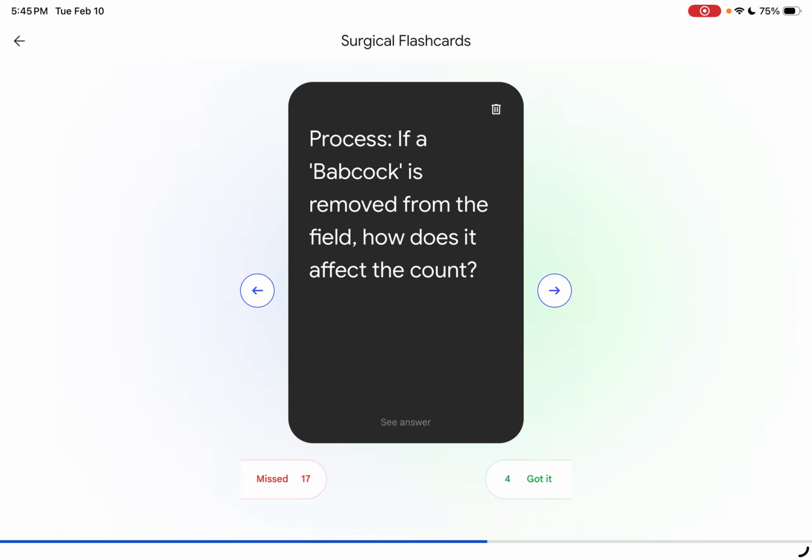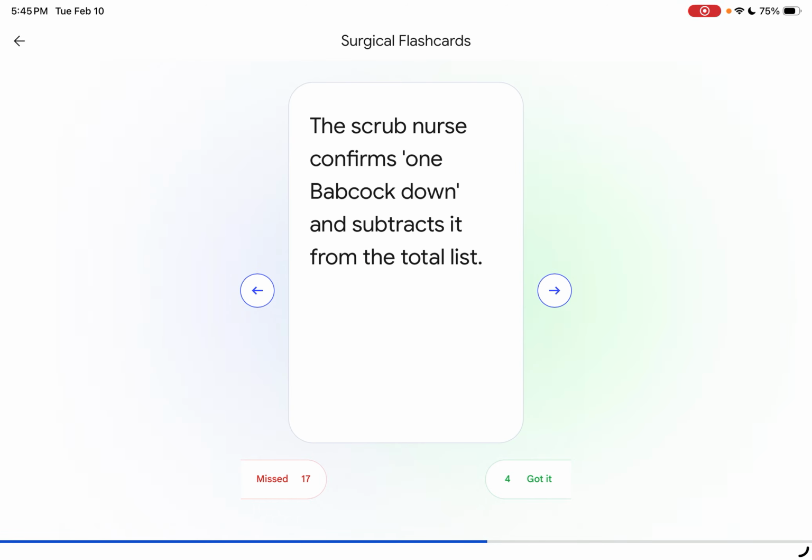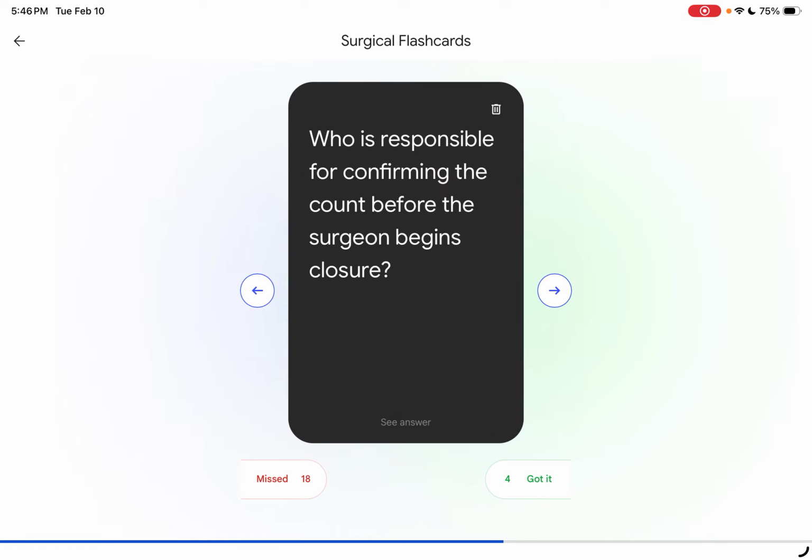If a Babcock is removed from the field, how does it affect the count? The nurse, the scrub nurse confirms one Babcock down and subtracts it from the total list. So that's how you say it. One Babcock down. Okay. Who is responsible for confirming the count before the surgeon begins closure?